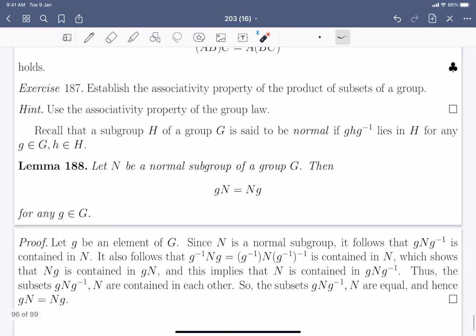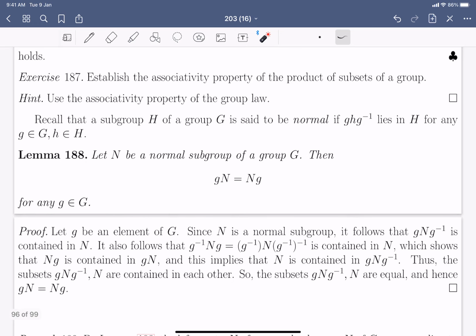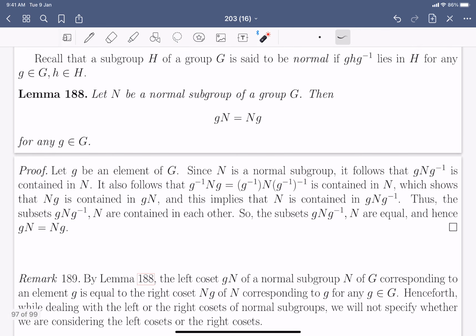So there is an important lemma that would be good to prove. As I have already recalled at the very beginning today, a subgroup H of a group G is said to be normal if g h g inverse lies inside H for any g in G and any h in H. Here is an important lemma which says that if you start with a normal subgroup N of a group G, then gN is the same as Ng. That is, the left coset of N corresponding to this element g is the same as the right coset of N corresponding to g for any g in G.